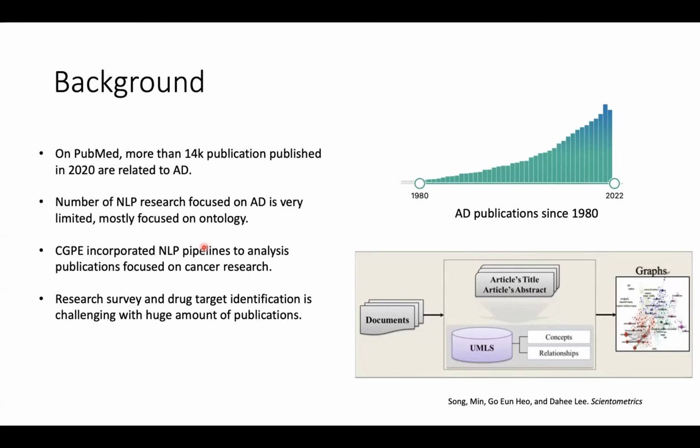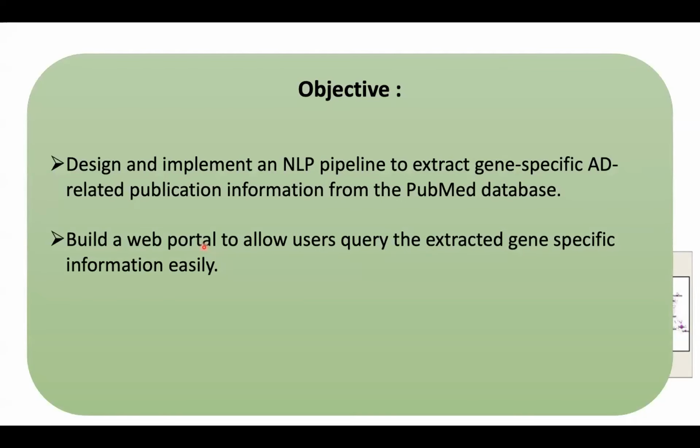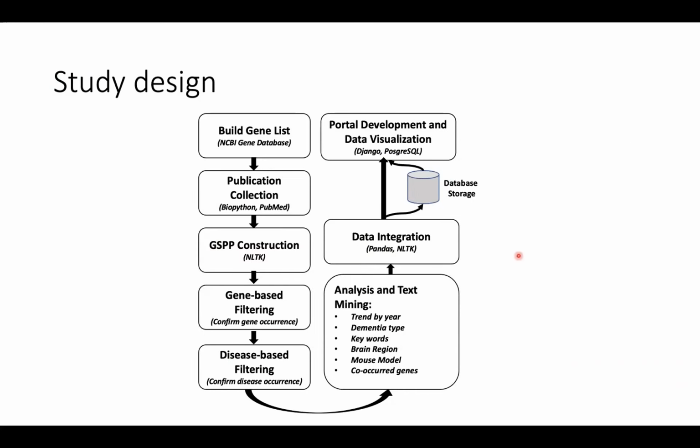So that's why we came up with two objectives for the study. The first one is to design and implement a natural language processing pipeline to extract gene-specific and also AD-related publication information from the PubMed database. After we process the data, the second objective is to build a web portal to allow users to query the extracted gene-specific information easily. These two objectives will help with target identification for the treatment of AD. With these two objectives, we designed a study workflow, something like this.